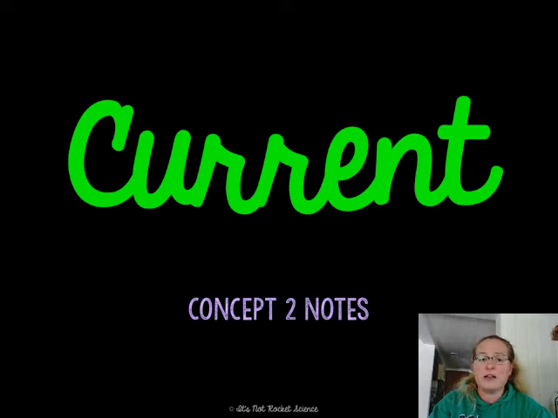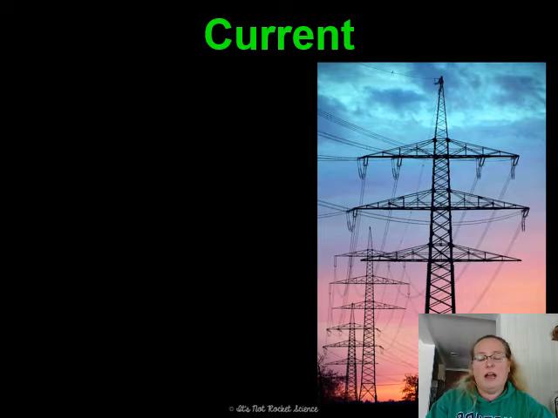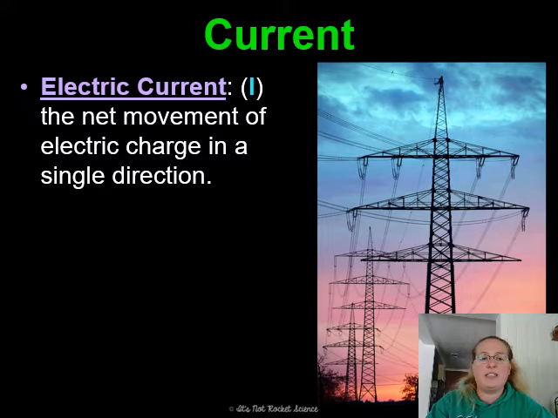The second thing we're going to talk about is current. Electric current is the net movement of electric charge in a single direction. And just to take a pause for a minute, this picture is just stunning to me.